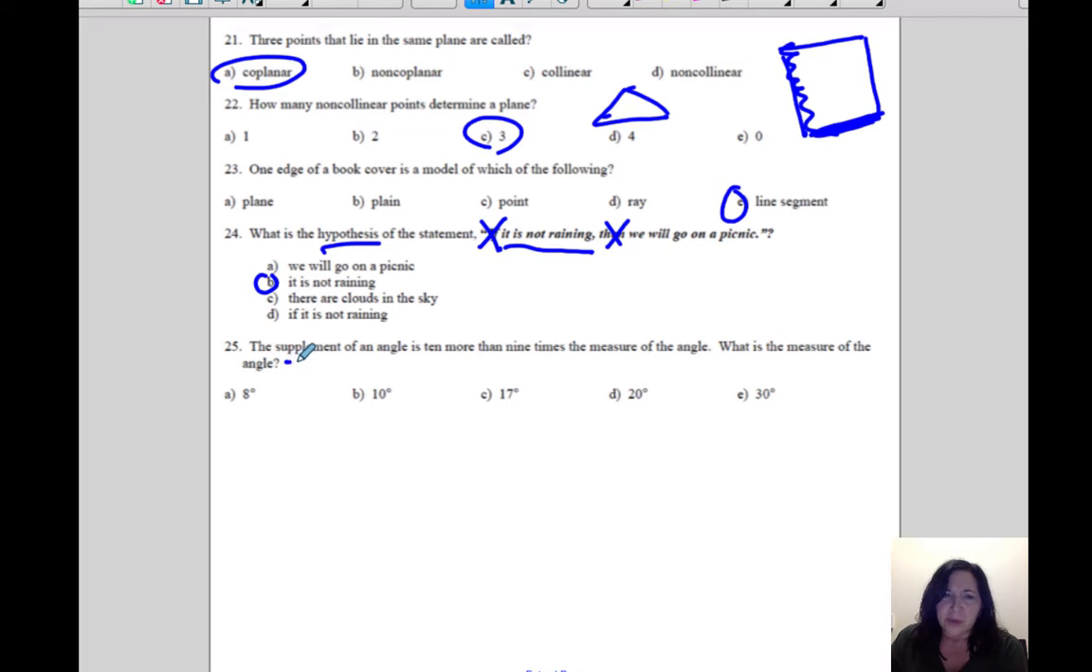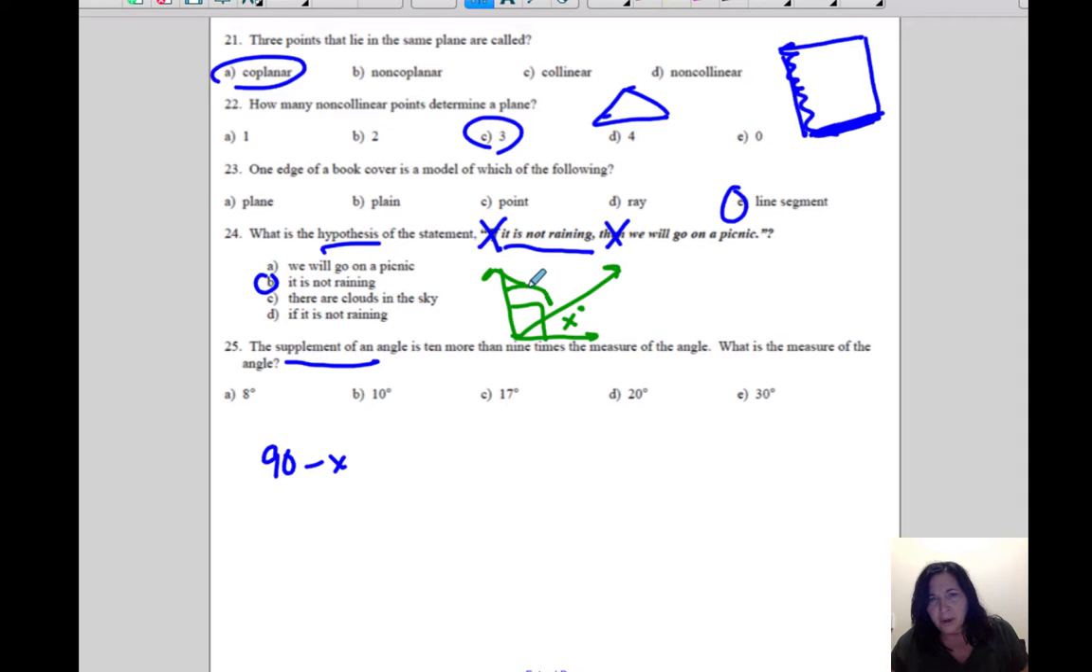Now, when they say the word supplement of an angle, that I'm saying 90 minus x. Remember, I'm going to just do an example again. If I have a right angle, and I'm calling this part of my angle x degrees, then this other part of the angle is going to be 90 minus x degrees. It's going to be 90 degrees minus whatever this was. So if this was 30, that would be 60. It'd be 90 minus 30.